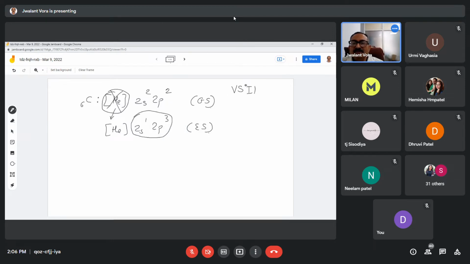Ionization. Let us take this particular word. Ionization means what? What is the meaning of the ionization? Dhruvi, you want to say something? Or let us combine the word ionization potential. Hello.